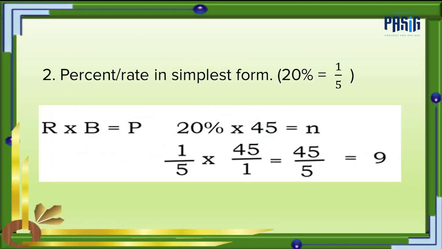Following the formula, rate times the base is equal to percentage, 20% times 45 is equal to n, whereas 20% becomes 1/5 times 45 over 1. In changing 45, the whole number, into a fraction, we simply add the denominator 1, and that will give us 45 over 1. So we multiply 1 times 45, and that's 45. 5 times 1 is 5. 45 divided by 5 is equal to 9.